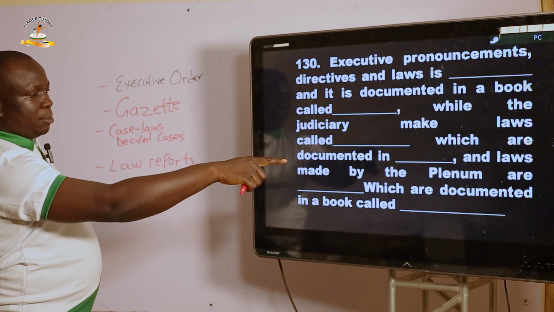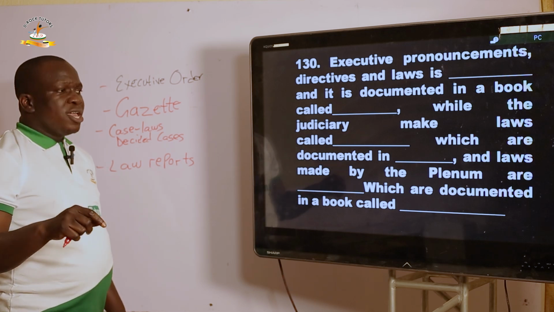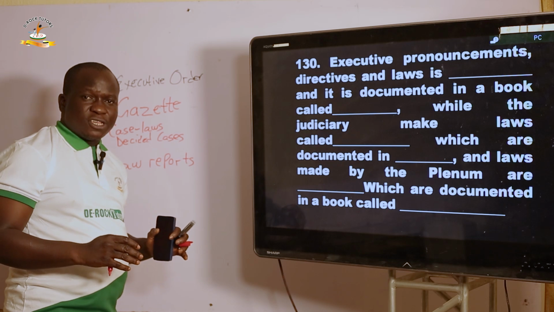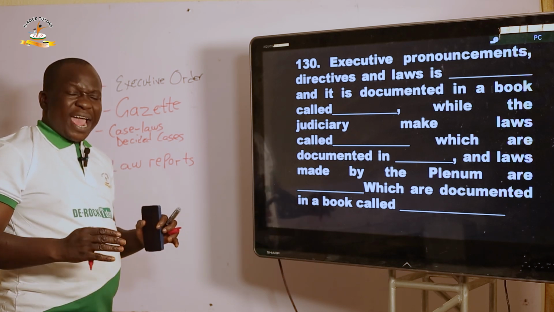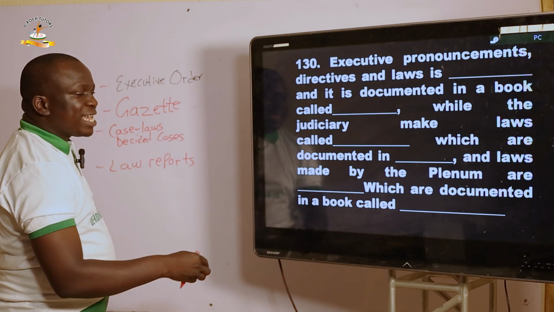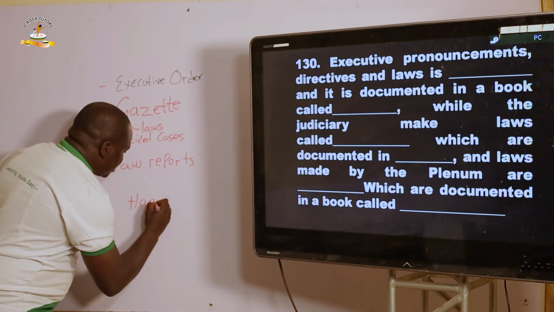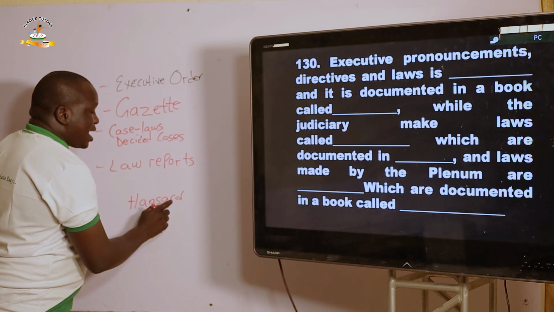And laws made by the plenum. I've told you, plenum refers to the Latin word for legislature. So when the legislature makes a law, such laws are called acts of parliament, or you can call them legislations, statutes or enactments, which are documented in a book called Answered. So the record of laws made by the legislature is called Answered.